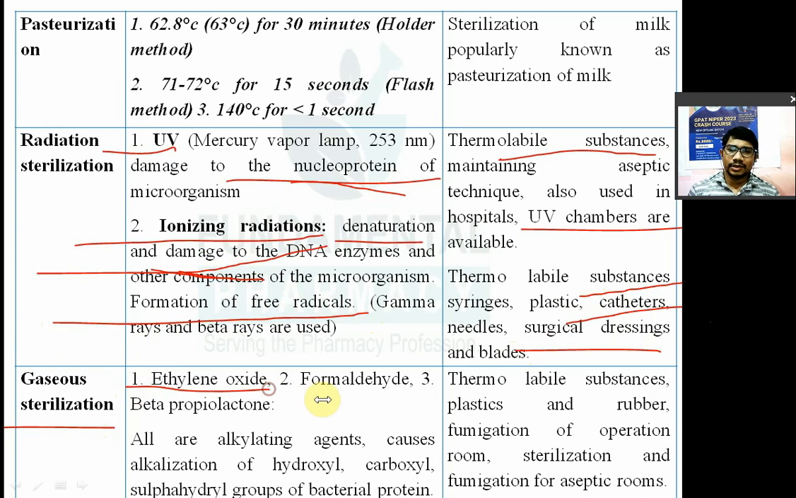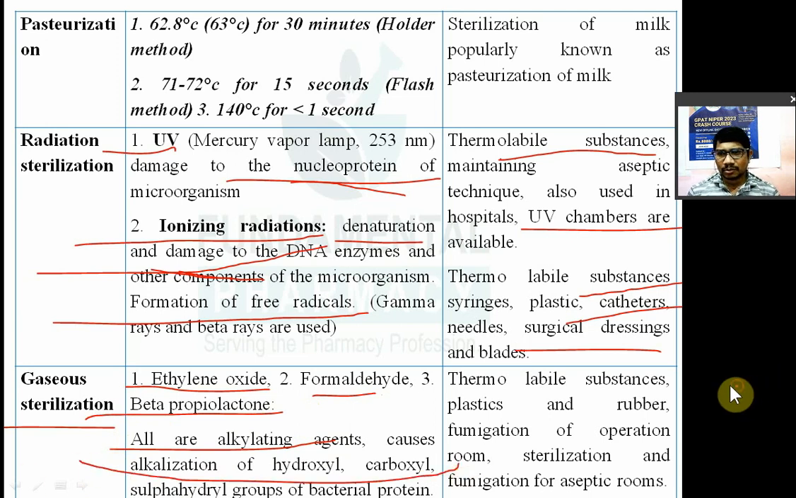First है आपका ethylene oxide, then formaldehyde, then beta propanol. These gases are used. So all they are the alkylating agent. मतलब क्या ये मिथाइल इथाइल रेडिकल बनाएंगे और बाइंड करेंगे न्यूक्लियोप्रोटीन को, because the alkylation of hydroxyl sulfhydryl group of bacterial protein, they will kill the bacteria. So they are used for thermolabile substances, plastic, rubber, fumigation, operation room sterilization and fumigation of aseptic room.